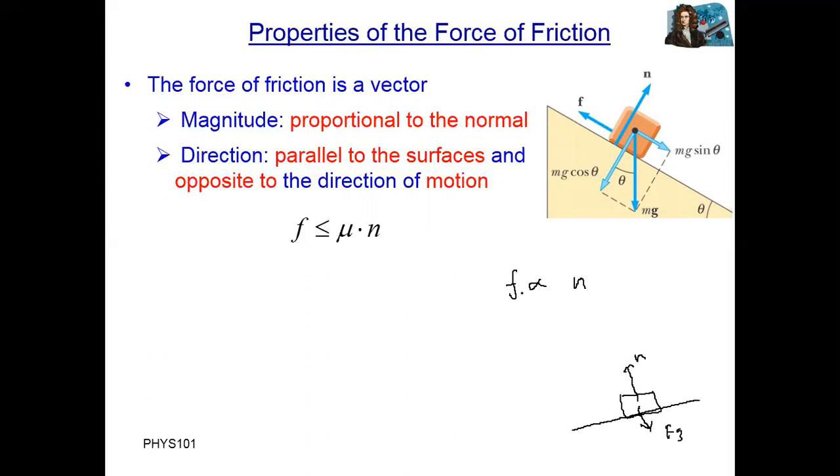So friction force is directly proportional to N, or friction force is equal to what? N, and we take one constant. That constant is called the coefficient of friction, mu. The coefficient of friction is a constant of proportionality. This is a constant. Different surfaces have different values for the coefficient of friction.